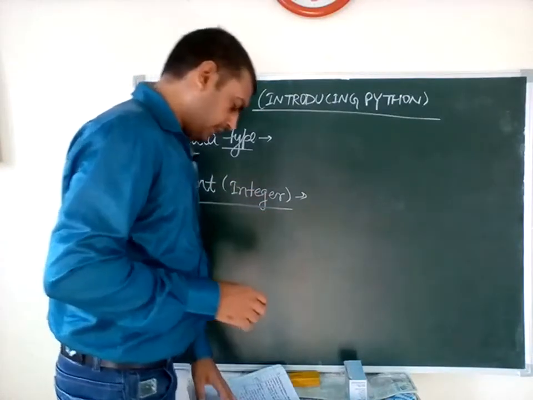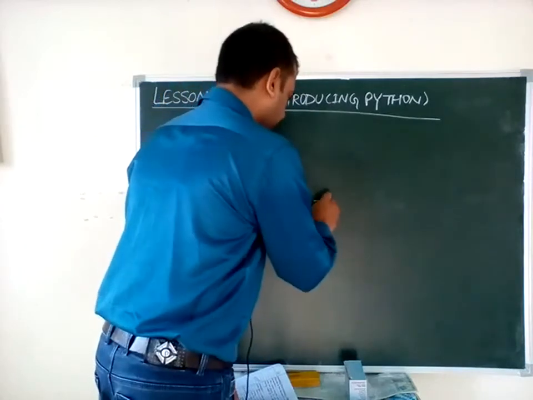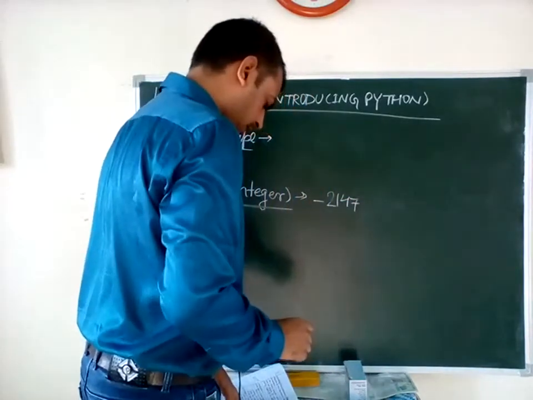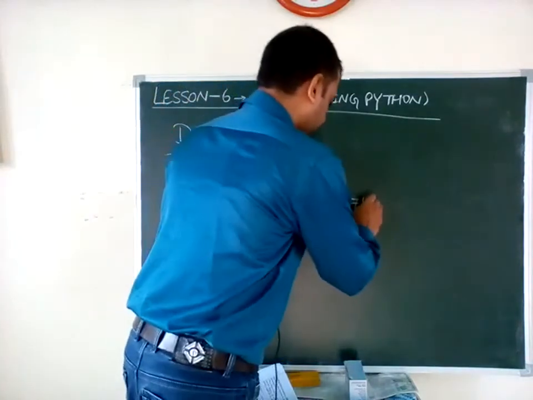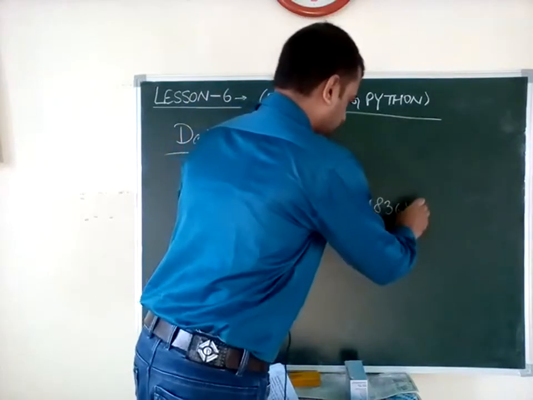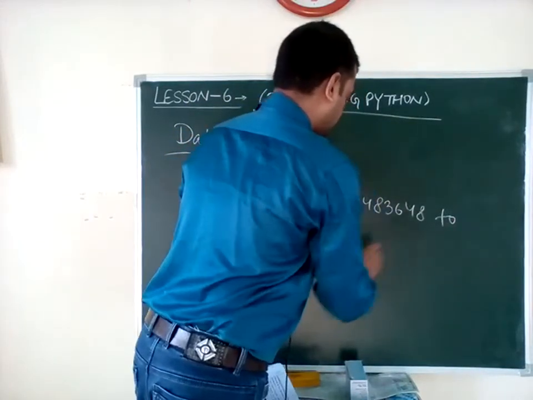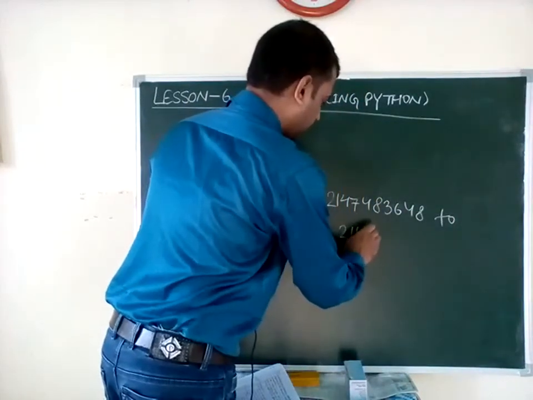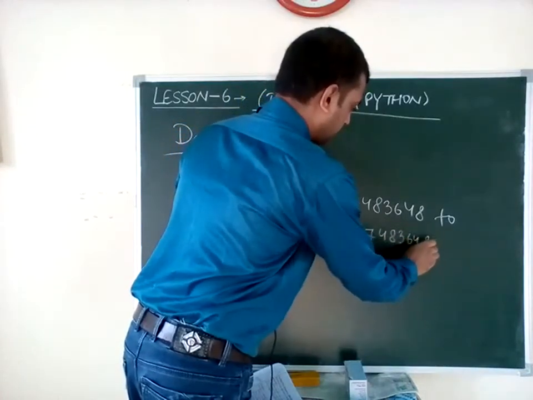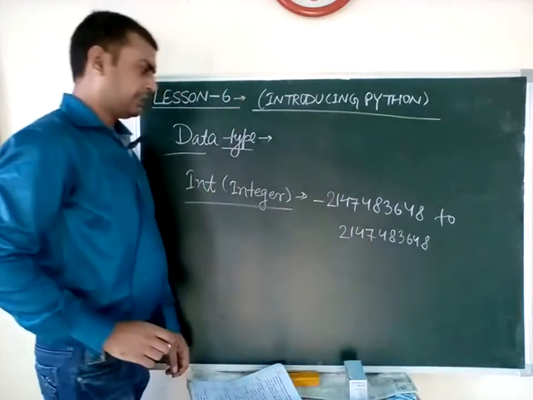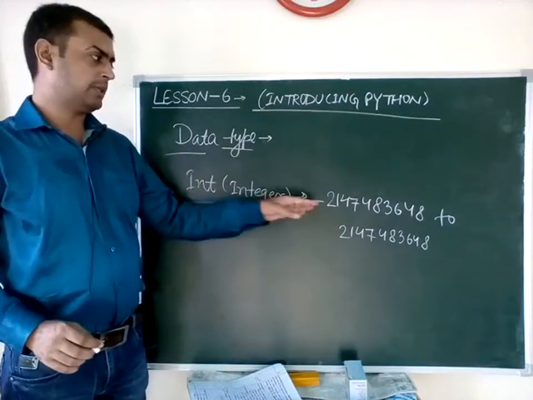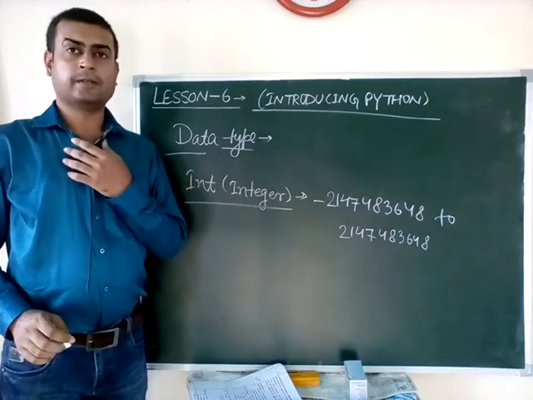So its range is minus 2147483648 to 2147483648. This is the range of integer in our computer memory system. From negative to positive it will store.